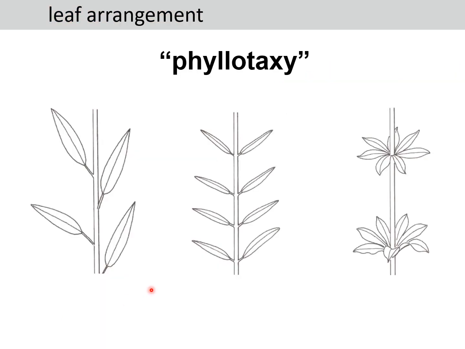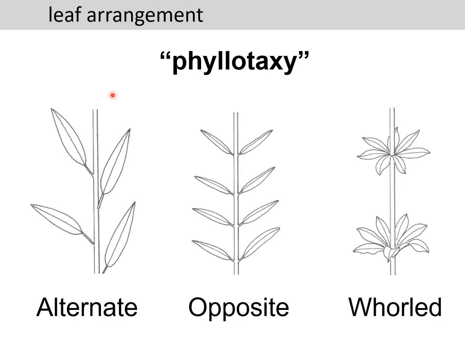The next character is leaf arrangement on stem, or phyllotaxy. There are 3 types. First is alternate, second is opposite, and third is whorled. Alternate phyllotaxy is the most common in the angiosperm. You can see at the node, a single leaf arises from the node of a branch. Only one leaf arises from the node and is arranged alternately on the stem like this.